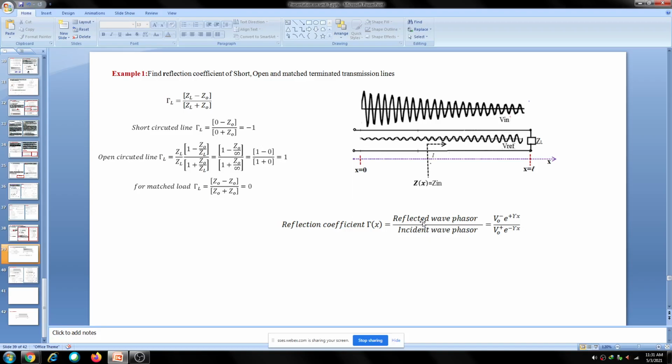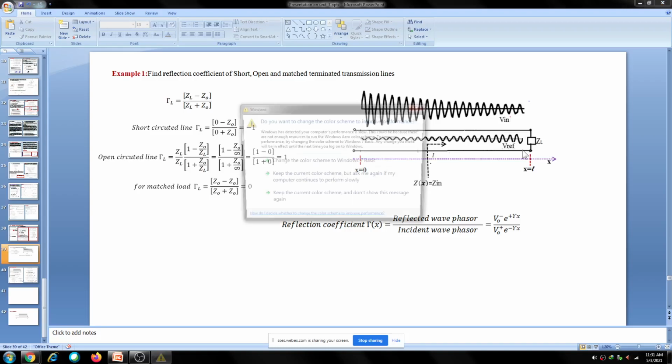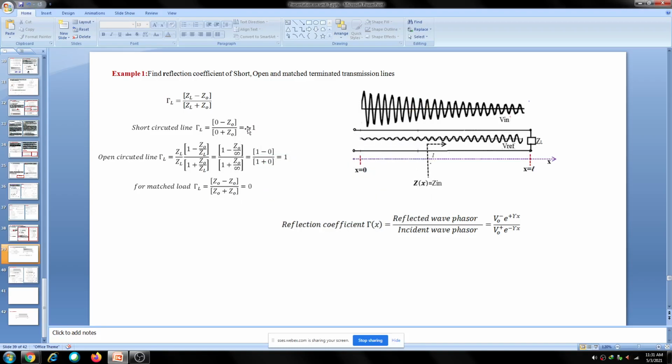In phase means the reflected wave and the incident wave are in phase. Okay, that is the meaning here. Based on this, if a short circuit is there, the entire wave will reflect, but with a 180 degree phase shift. But if you put an open circuit, again the entire wave will reflect back. Whatever is incident will reflect back, but with zero phase. Incident and reflected waves are in phase.